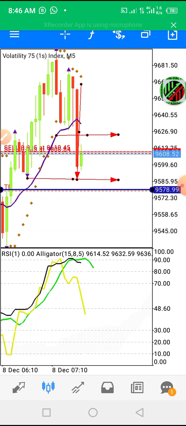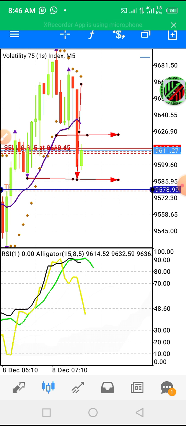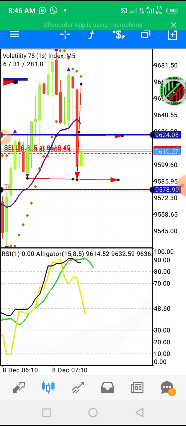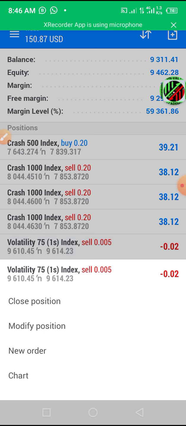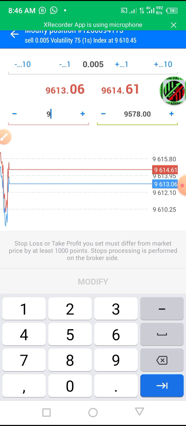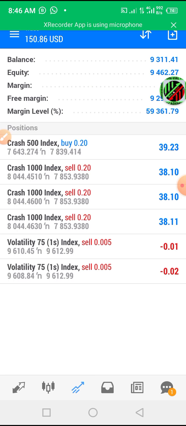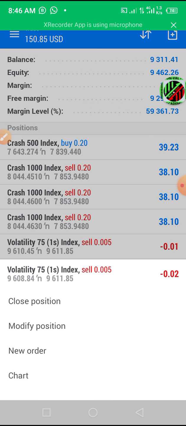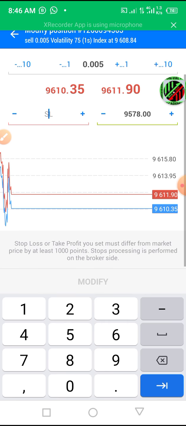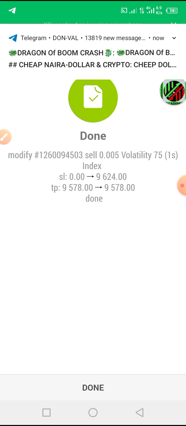What you do, you get your horizontal line to get the price. Use your horizontal line. Look at the price. You see the price there, 96.24. You can go to that same market, press and hold it, click on modify, go to stop loss, 96.24, modify. The stop loss will enter there. You understand? You go to the other one, modify, stop loss 96.24, modify. It will also enter there.